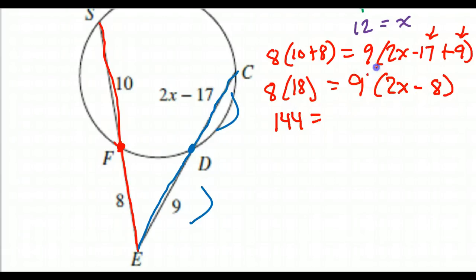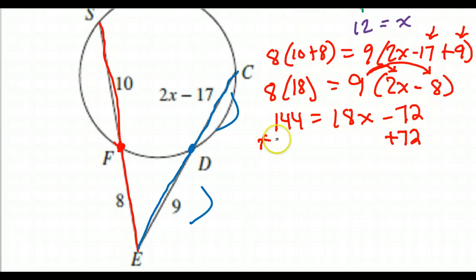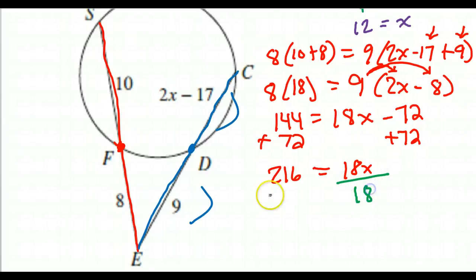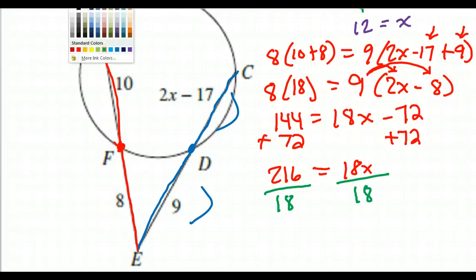Now I shall distribute. Kabam. What? So that's going to be 18x minus 72. Let's add 72 to both sides like this. So that'll give me 18x equals 216. Time to divide by 18. 12. X is 12. What do you know?